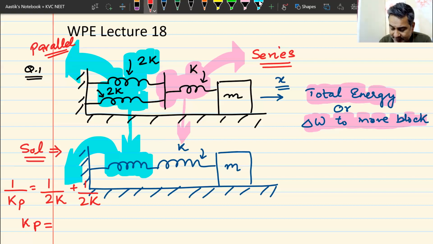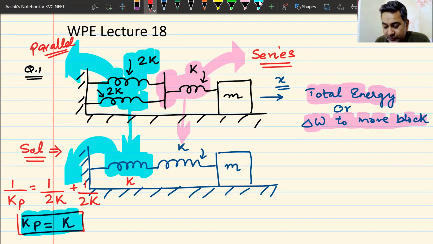If you solve it, you will get Kp equal to K. You just need to solve the equation and you will get the value of Kp as K. So this becomes your K again. So K and K are now in series. These two springs are now in series. If K and K are in series, we can find out the effective spring constant.